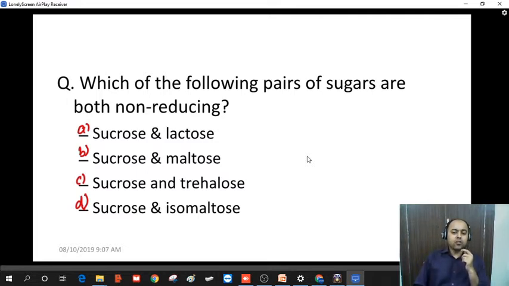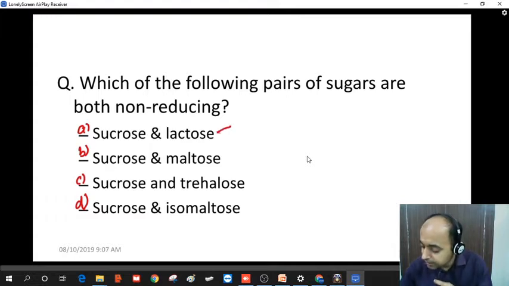Which of the following pairs of sugars are both non-reducing? We have done this part also when you're talking about reducing and non-reducing. Your options are sucrose and lactose, sucrose and maltose, sucrose and trehalose, sucrose and isomaltose. What should be the correct answer?